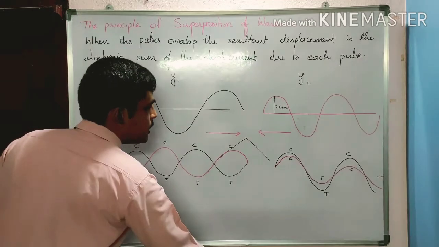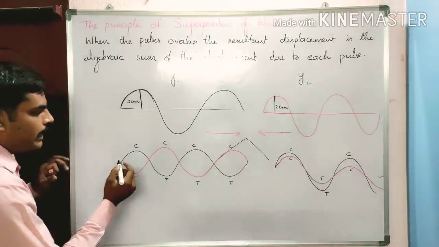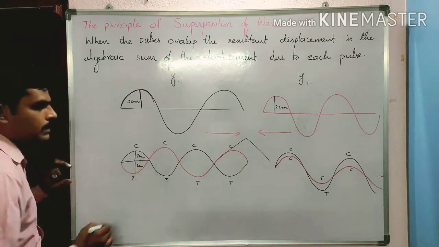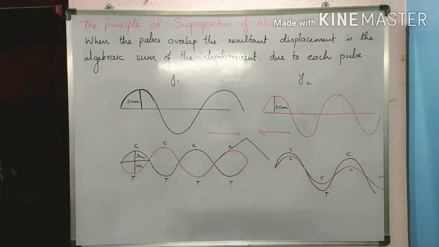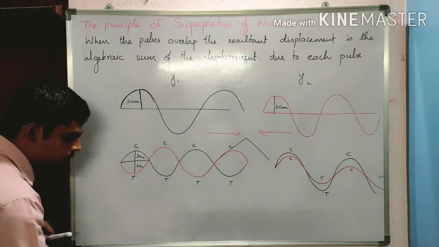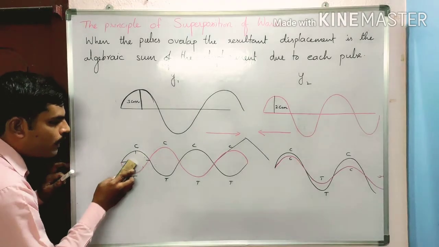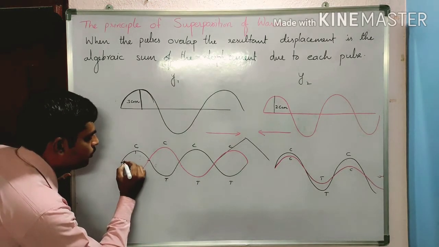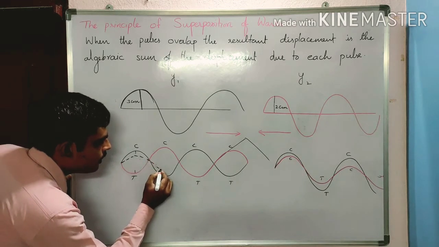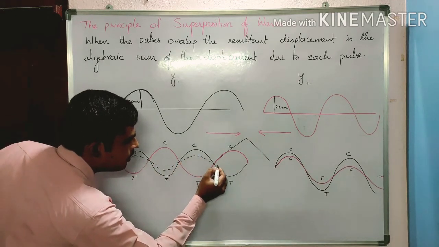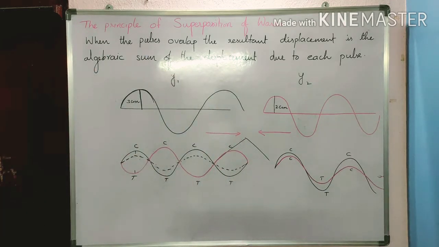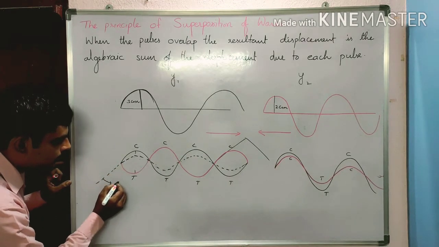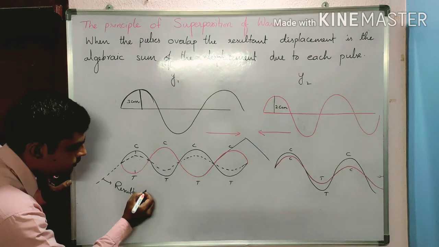Now let us come to the principle of superposition. Its displacement is here 3 centimeters. Its displacement is here 2 centimeters. Right? 3 centimeters, 2 centimeters. Now what happens? Can you guess? The resultant wave due to this overlapping will be a wave which is like this. I will draw a dotted line now, which is like this. Now this dotted line is showing the resultant wave.